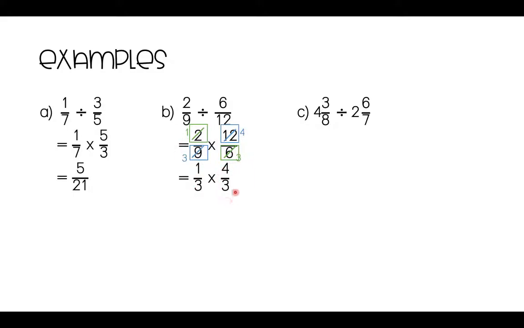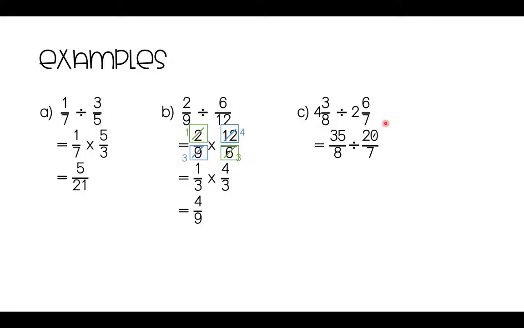Now it doesn't matter that this is an improper fraction. We leave it as an improper fraction until the very end. So what we're going to do is go 1 times 4 over 3 times 3, and we end up with 4/9. And you can see that even though we had an improper fraction here, our final answer was not improper. Let's do the last one.